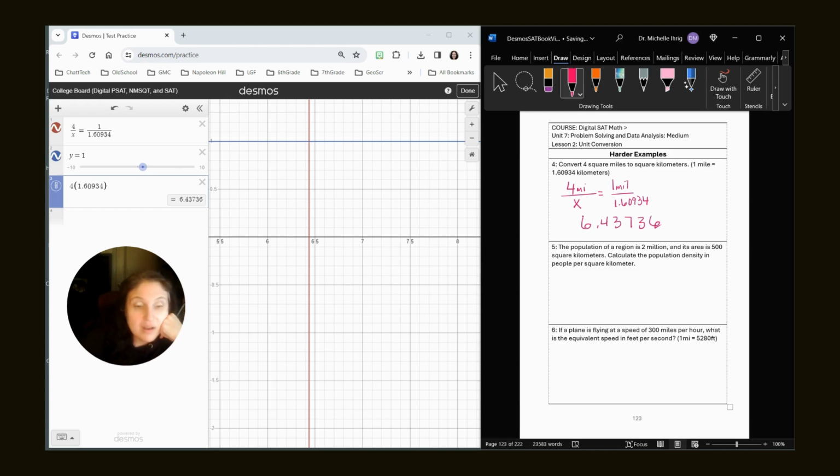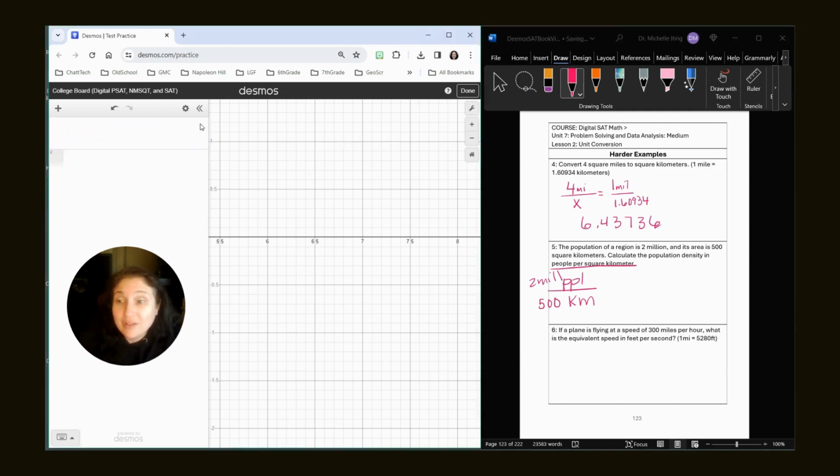Okay. The population of a region is 2 million and its area is 500 square kilometers. Calculate the population density in people per square kilometer. I love when we do proportions because it tells you where to put stuff. It tells you to put the people on the top and the kilometers on the bottom. We have 2 million and the area is 500 square kilometers.